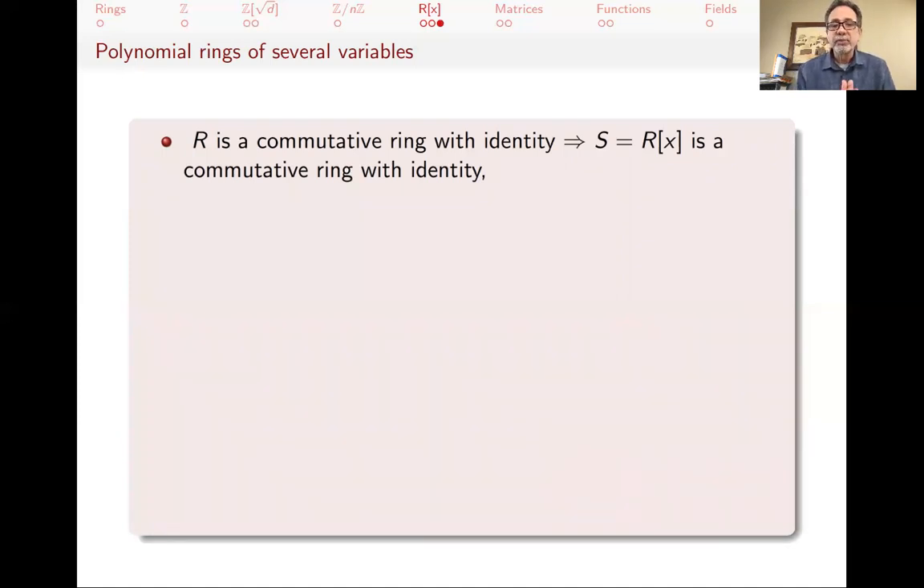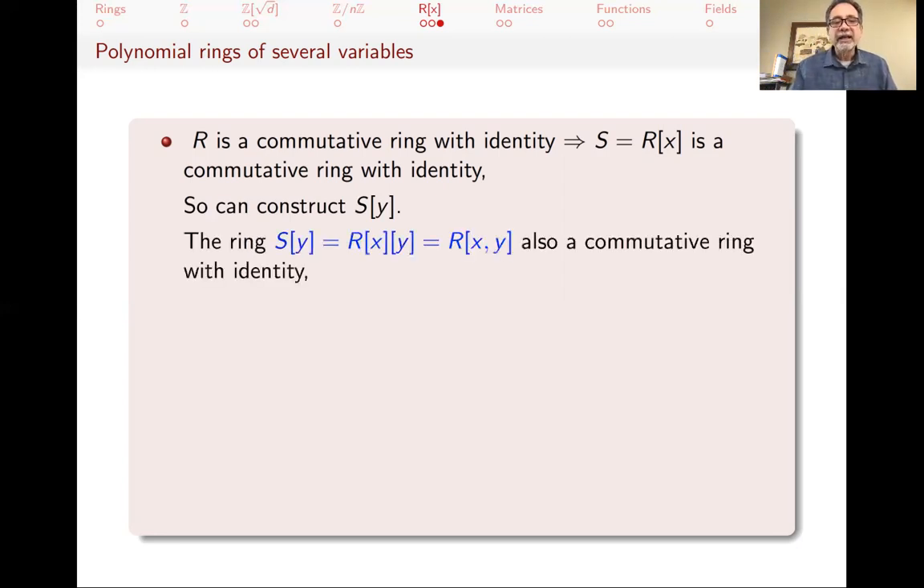If R is a commutative ring with identity, then the polynomial ring itself is a commutative ring with identity. So we can use it, S = R[x], as the coefficients for a polynomial ring. What we can do is construct S[y]. Now, what's S here? S itself is the ring of polynomials in x with coefficients in R. So this S[y] is really R[x][y].